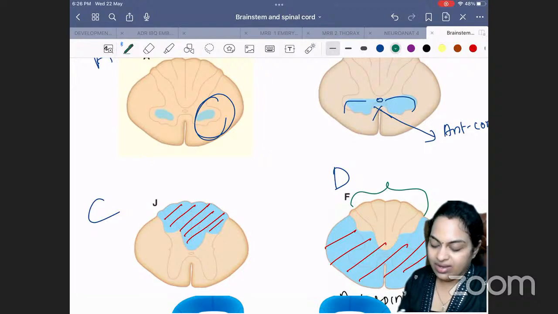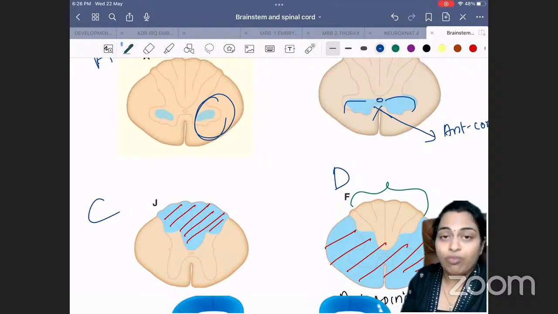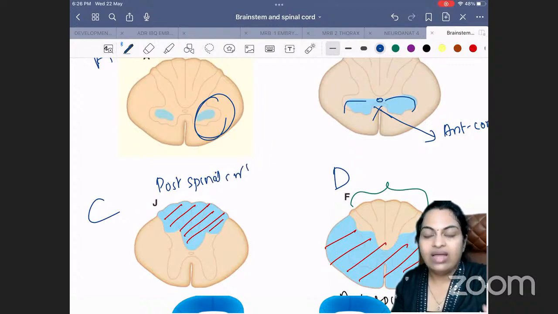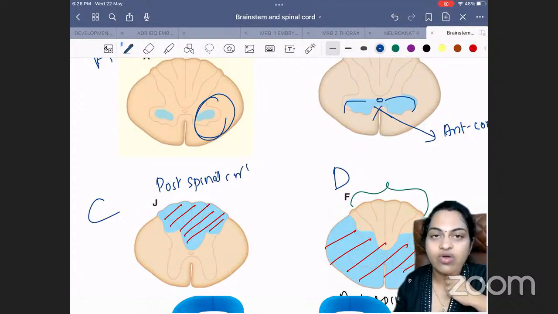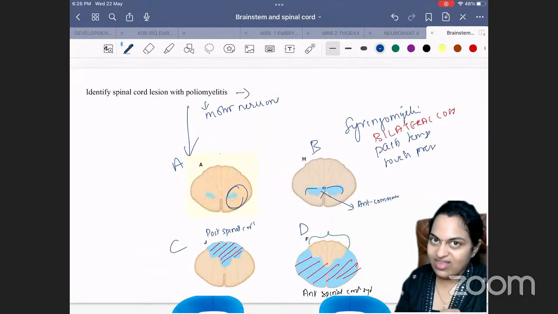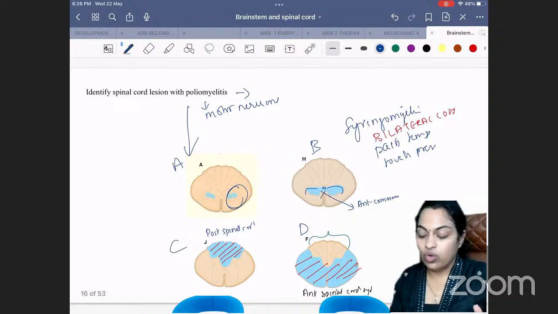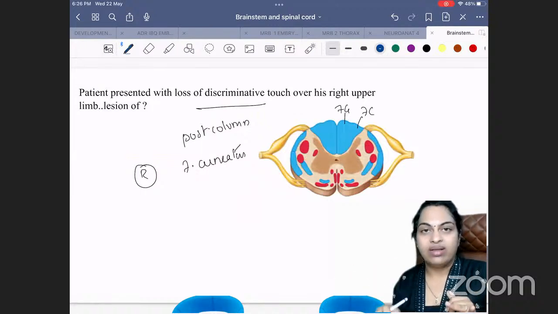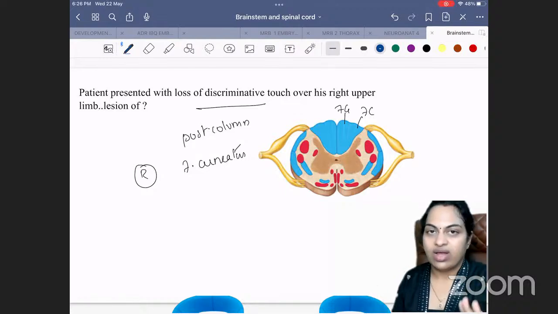And here this is the occlusion of the posterior spinal artery. So posterior spinal cord syndrome typically affects the posterior column. And even in syphilitic lesion, tabes dorsalis, the posterior column will be involved. Right? So what you should know about a tract is the name of the tract, the location of the tract in the white matter, and the sensations carried by it, whether it's crossed or uncrossed.